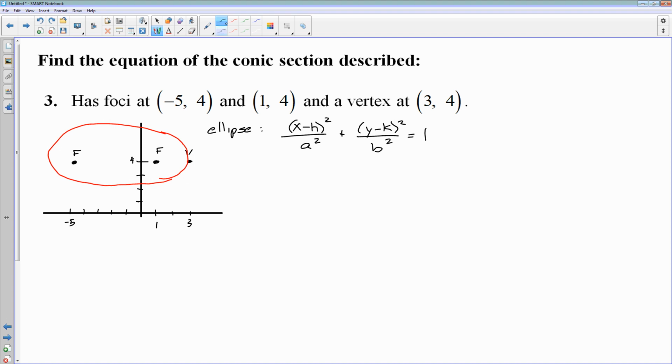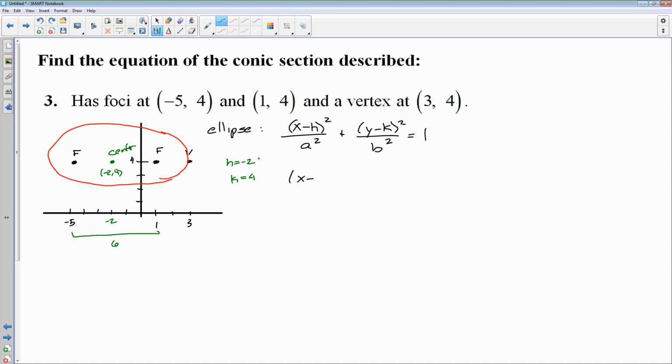So just like usual, I'm going to find the center first. My foci go from negative 5 to 1, which is a total distance of 6, which means my center is going to be 3 away. So if I go from negative 5, 1, 2, 3, that's going to put me at negative 2, and that's my center. My center is (-2, 4). Okay, well, there's my h and k. I know that h is equal to negative 2. I know that k is equal to 4, and I will immediately plug that into my equation.